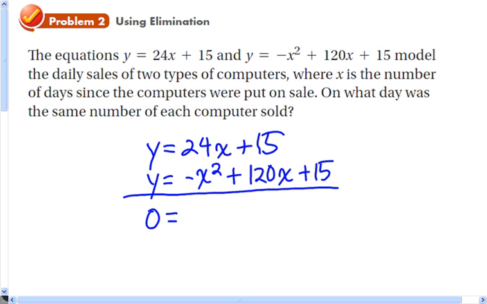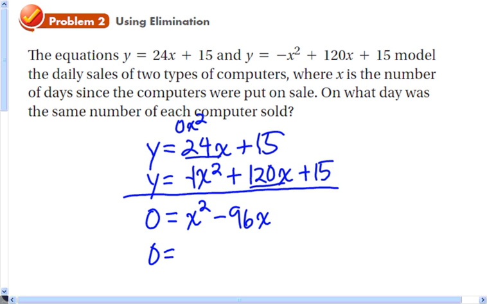That works good. Now I have 0x squared right up here, and I'm going to subtract 1x squared from that. So 0 minus -1 is positive 1x squared. And then I have 24x minus 120x, that's minus 96x. And I have 15 minus 15 is 0. So basically I have that.